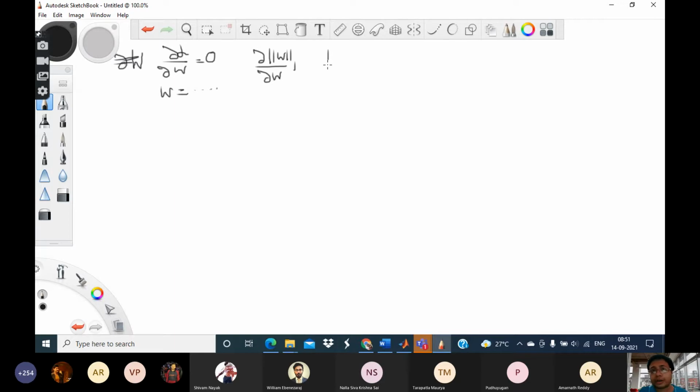Because what is the L1 norm? L1 norm is the magnitude of W1 plus magnitude of W2. Sorry, let me write it. L1 norm is like this. This is basically equal to the sum of these magnitudes. Now if you differentiate this thing with respect to W, what will you get? You cannot really get this kind of a derivative. That is the problem which arises. So we have to go for some other numerical optimization methods.